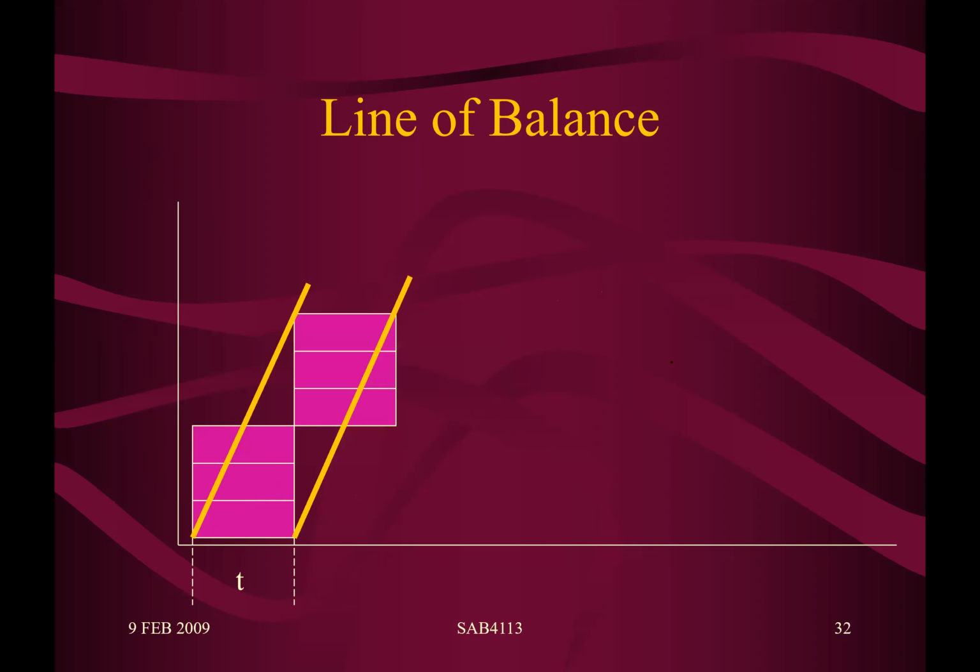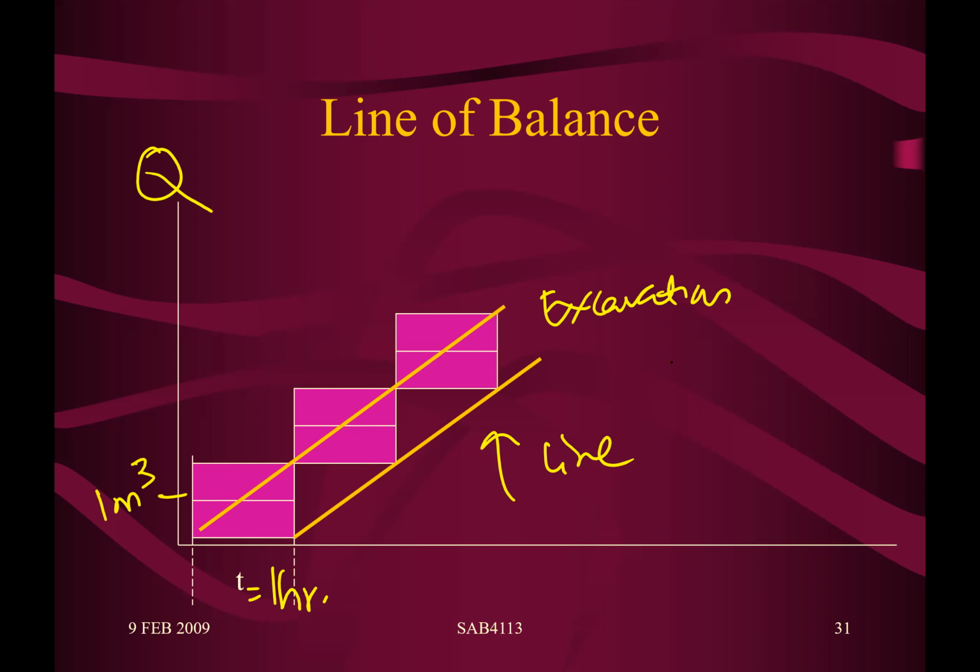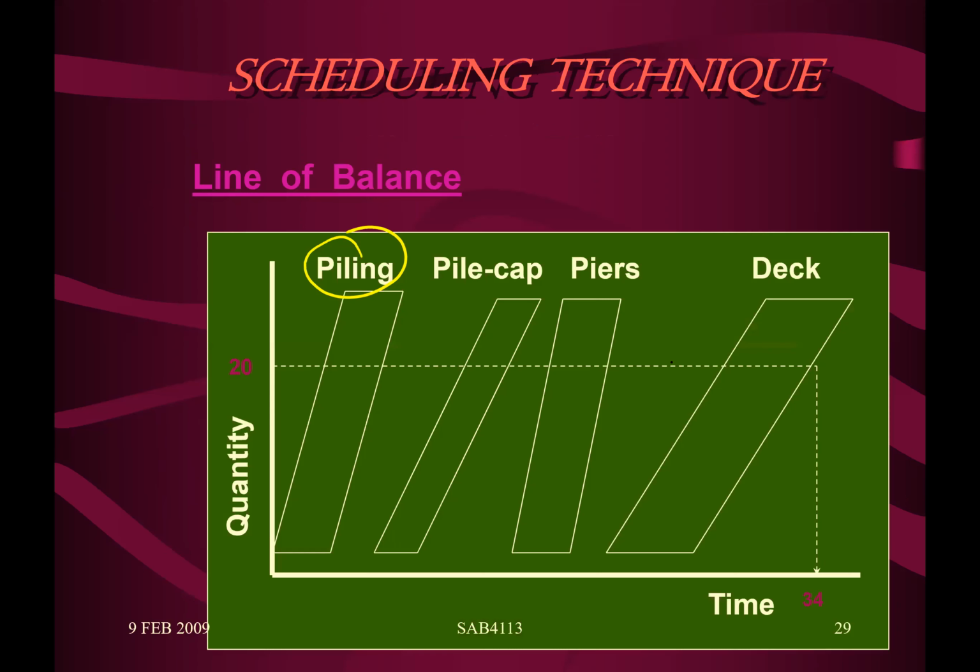So all of the construction activities can be shown in terms of this kind of line. If we have a line for each of the activities, then basically we can plot on our paper quantity versus timing using what we call the line of balance. Sometimes it is just a simple line, just one line, but sometimes they put thickness to give some kind of buffer, meaning waiting time between one activity and another activity. That's why you see the thickness.